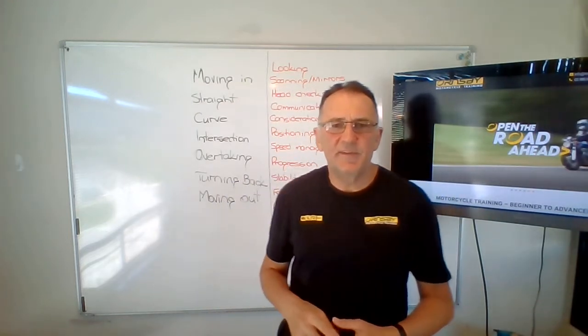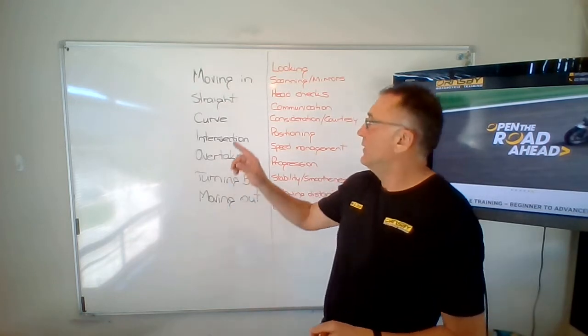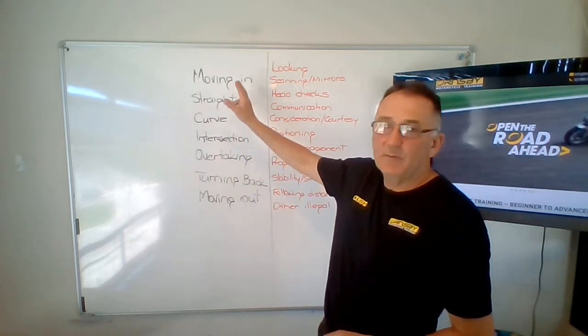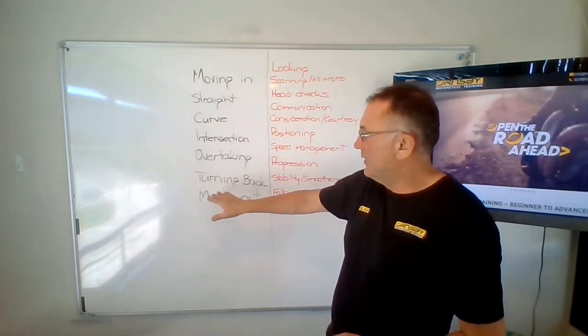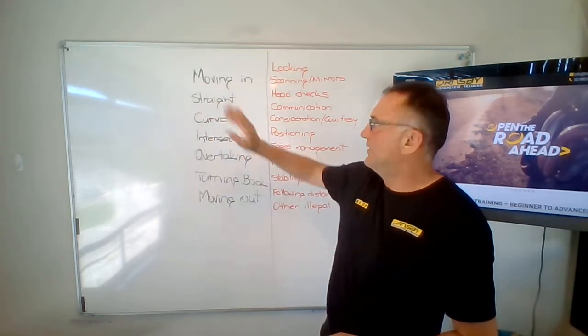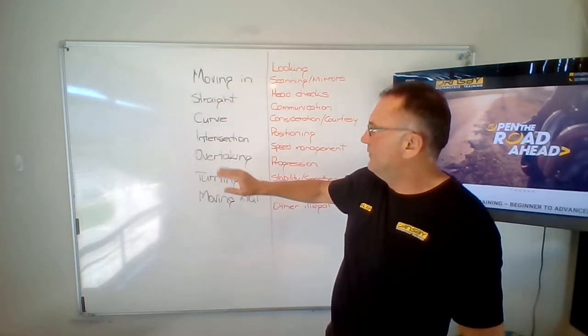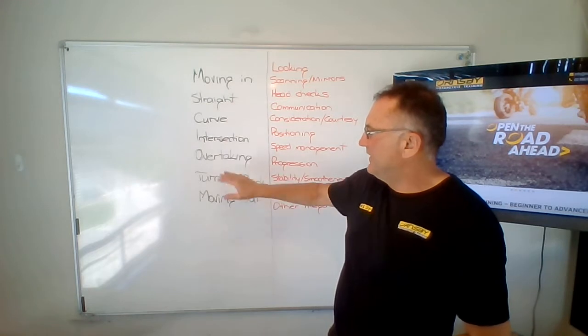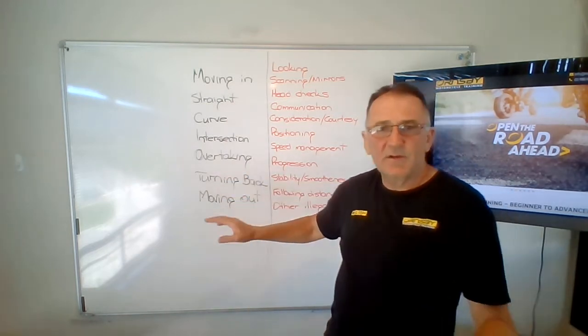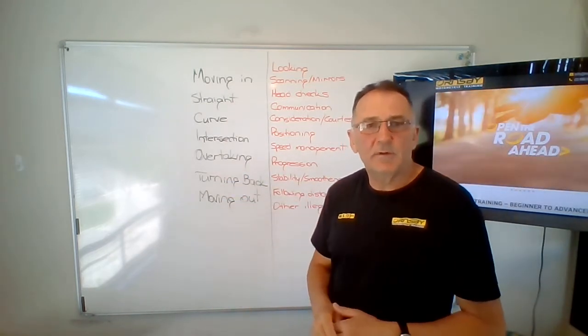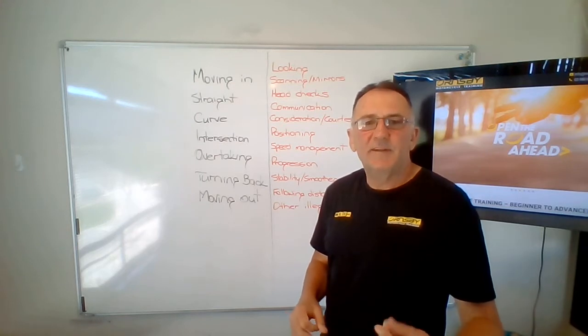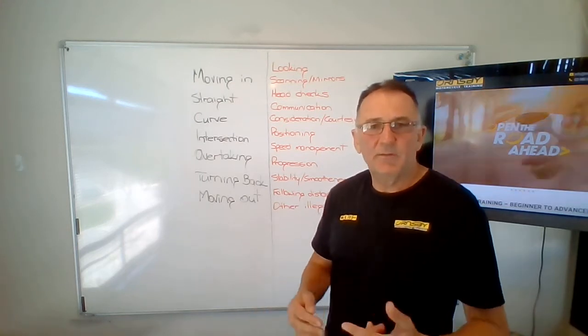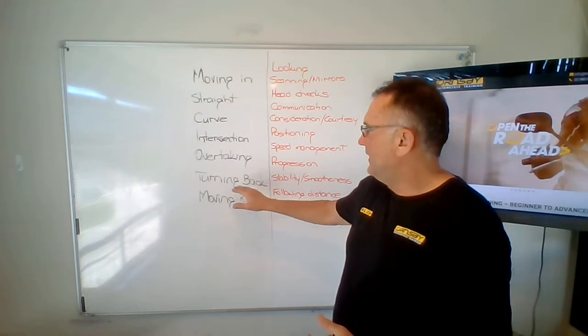Now, at all times during that ride, you will be doing one of this list of things. You'll be moving into traffic, or you'll be moving out of traffic. You'll be travelling on straights. You'll be dealing with curves. You'll be dealing with intersections. You may be overtaking, potentially you may not be. It doesn't always happen on a test ride, but sometimes you will have the opportunity to overtake, and then you should. And you'll be turning back.